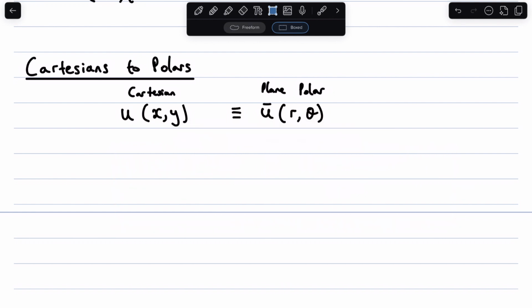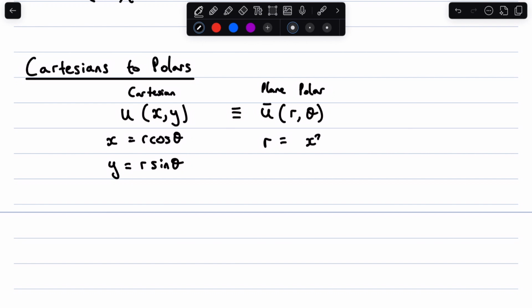Our conversions between Cartesian coordinates and plane polar coordinates will be x is equal to r cos theta and y is equal to r sine theta for going from plane polar to Cartesian. And then for the opposite way around, it will be r is equal to x squared plus y squared, all square rooted, and theta is equal to arctan of y over x.